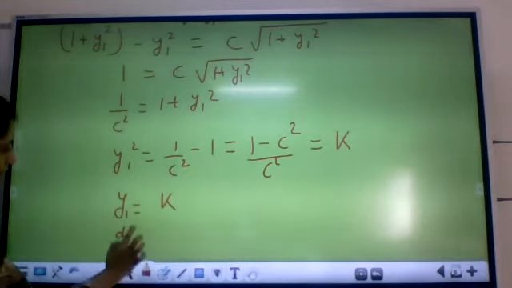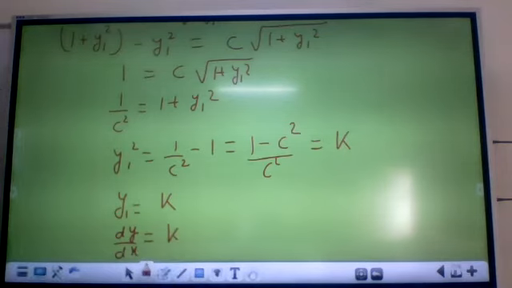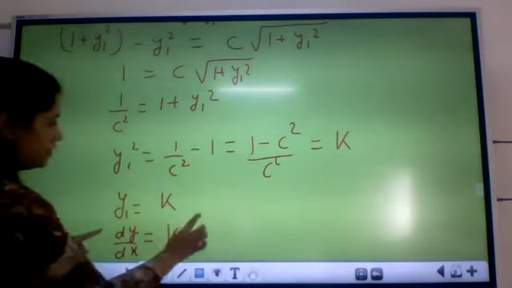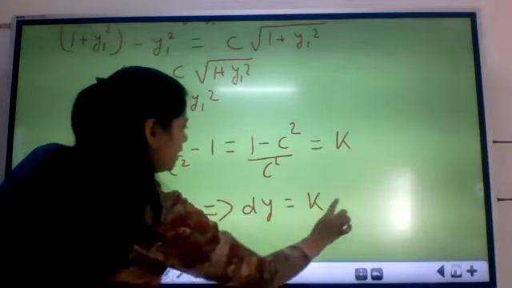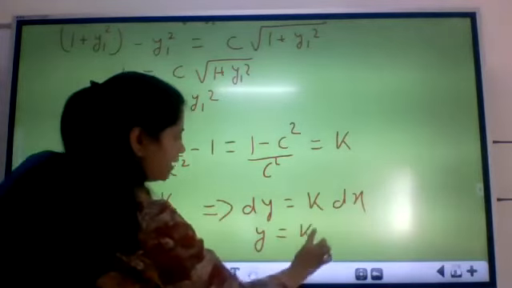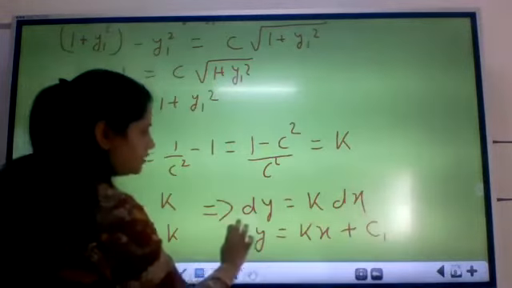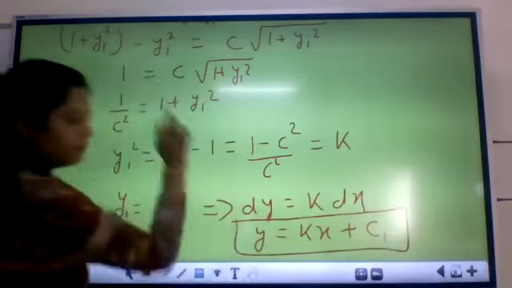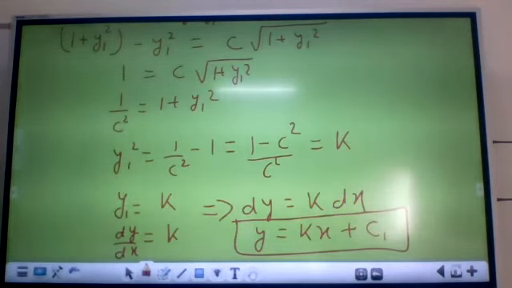So dy by dx is equal to k. Now dy by dx is equal to k implies dy is equal to k dx. Integrating, y is equal to kx plus some other constant c1. So what is this? It is an equation of a straight line, y is equal to mx plus c. So we are done.